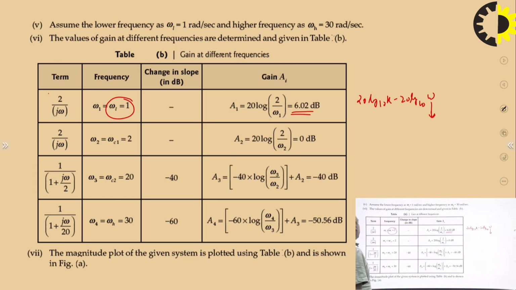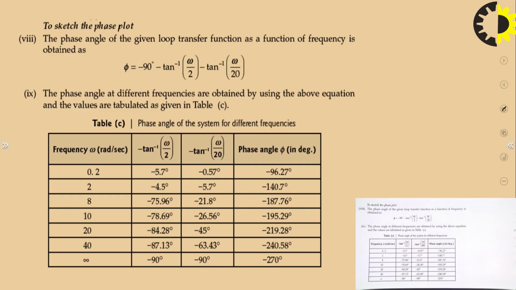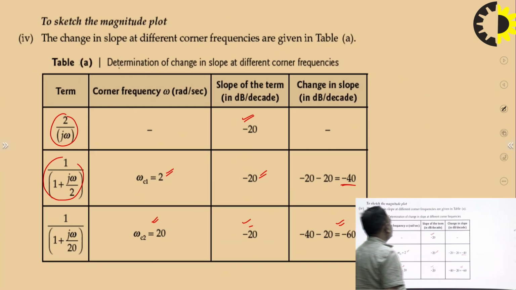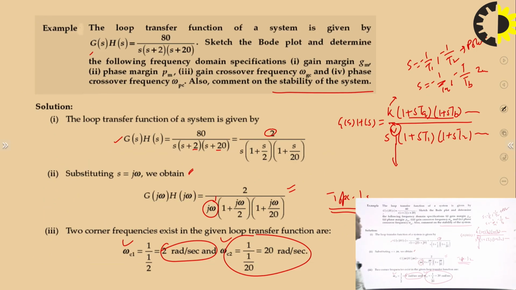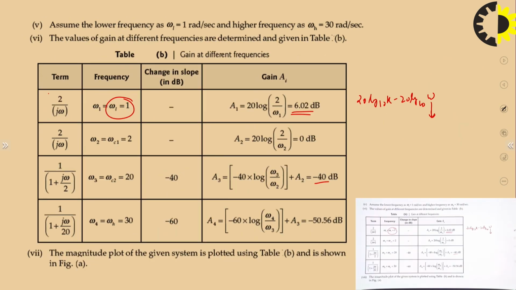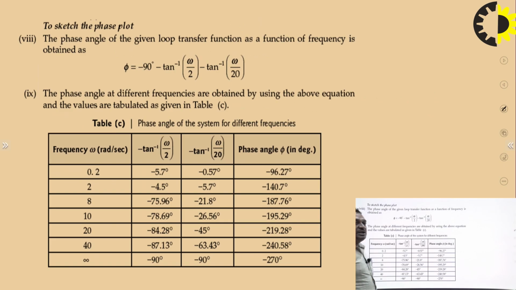Okay. And then we are having the terms like 1 upon 1 plus j omega by 2, due to which you can see the gain is minus 40, and due to this term the gain is like this. Okay. Now we will draw the phase plot. So the phase equation can be written like 0 degree minus 90 degrees, since one pole contributes minus 90 degrees, minus tan inverse omega by 2 minus tan inverse omega by 20.